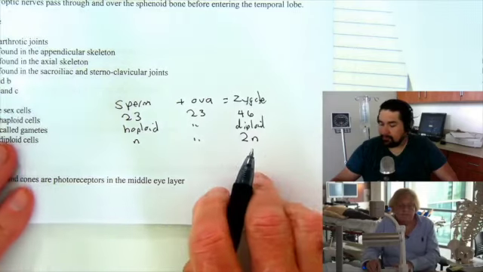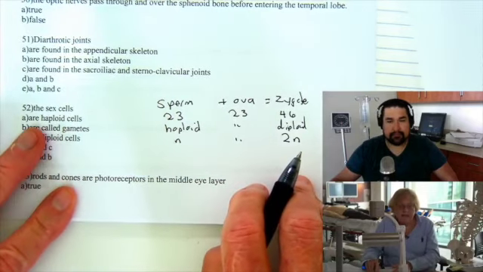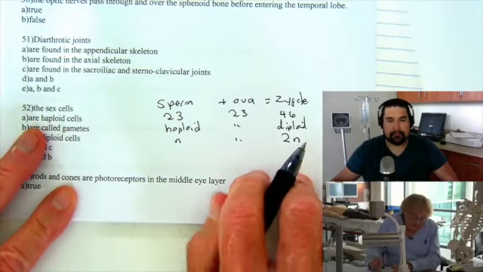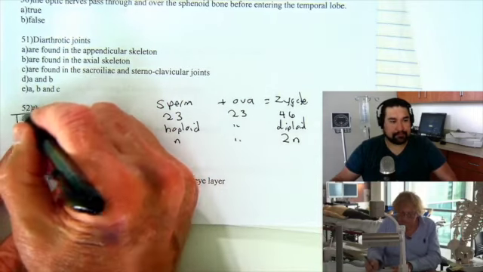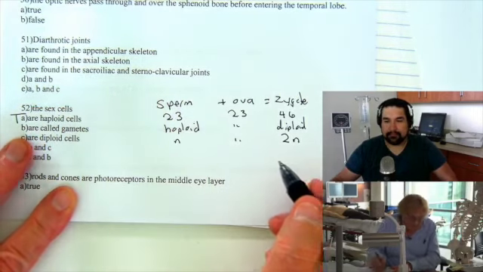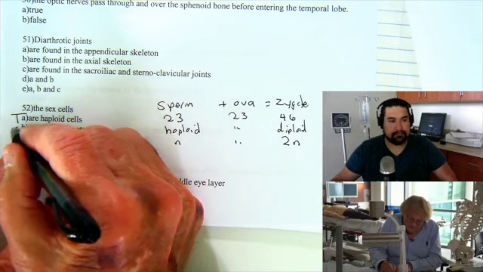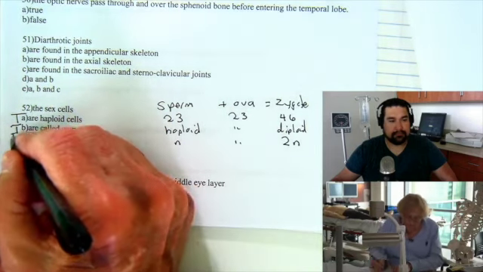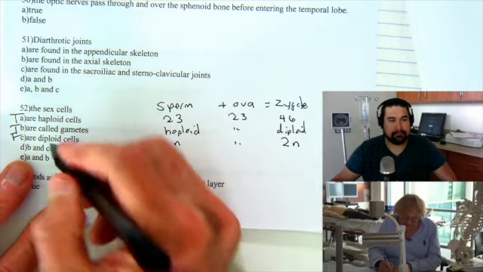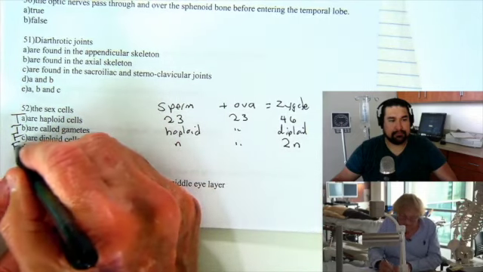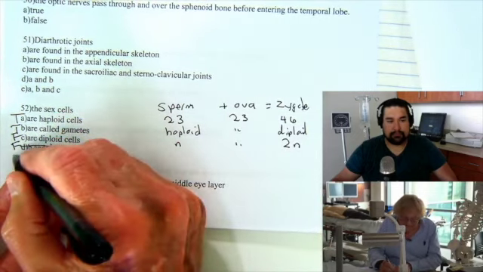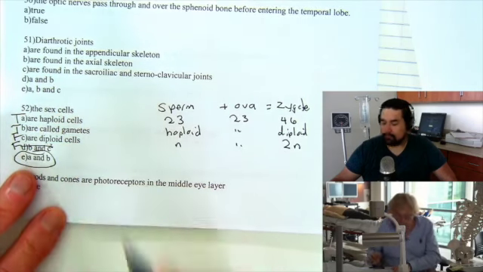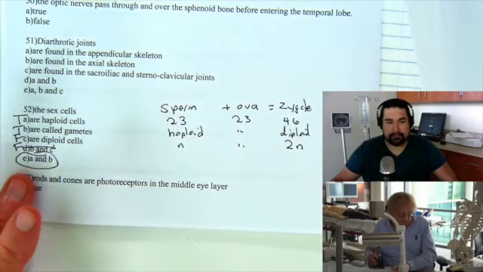So the sex cells, let's see, are haploid cells. Well, we know they're haploid cells, so that's true. They're called the gametes. We know they're called gametes. That's true. They're diploid cells? No, they only got 23 chromosomes. That's false. B and C can't be right, so that's false. So the right answer there has to be A and B. So the right answer is they're haploid cells, and they're also called gametes.